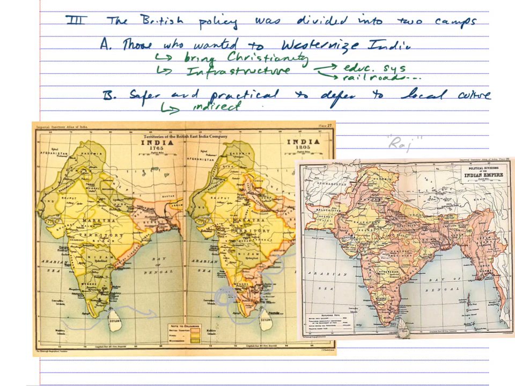And then finally, the yellow areas are independently controlled areas, but obviously given the location of the yellow, surrounded by the British with the superior industrialized weaponry, they probably had to do whatever the British wanted them to.